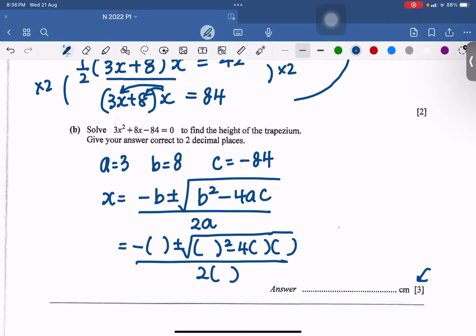Okay, plug in the numbers. What is the number for b? It is 8. Then 4ac, which is 3 times negative 84, and 2a is 2 times 3.